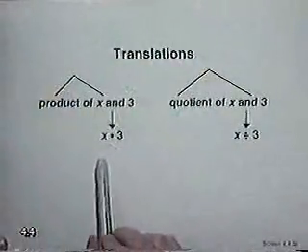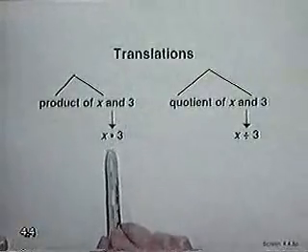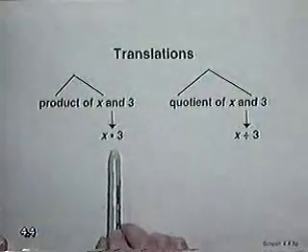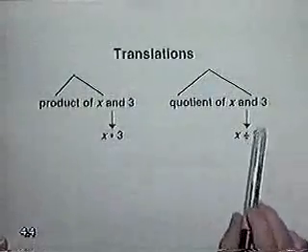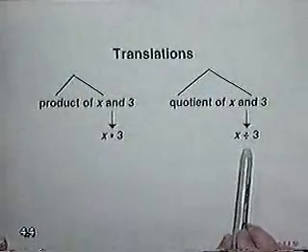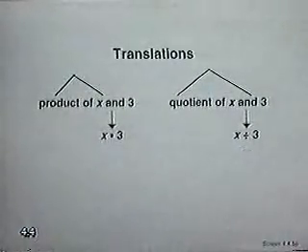For product and quotient, multiplication and division, we have similar translations. The product of x and 3, the word and becomes a multiplication, x times 3, and the quotient of x and 3, the word and becomes a division symbol, x divided by 3.